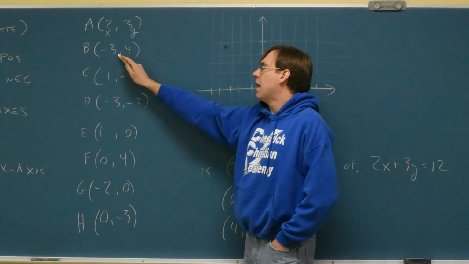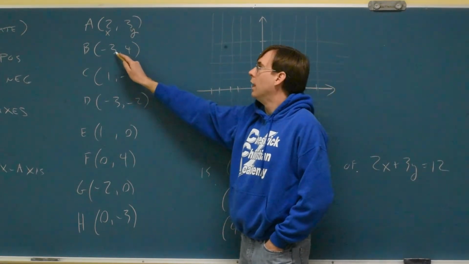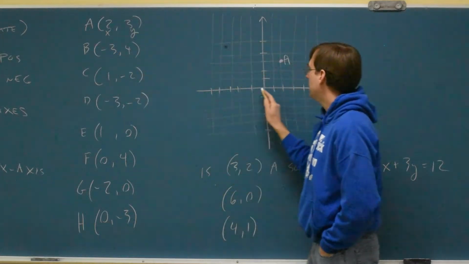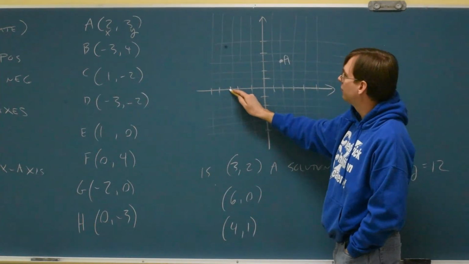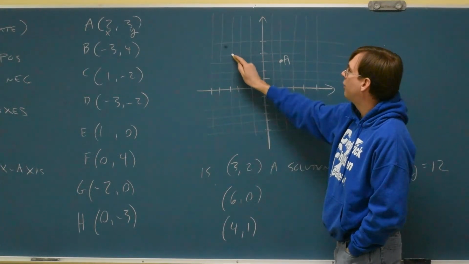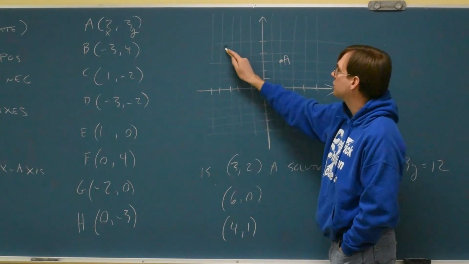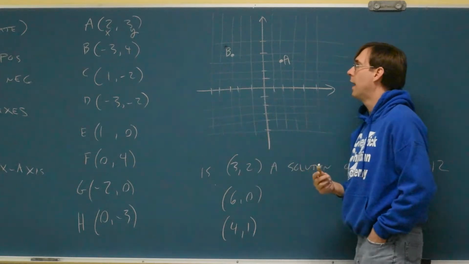This has a negative number, so it's not going to be in quadrant 1. A negative 3 would send me left 3. Then the positive 4 is up 4. And I'd be right at the corner of the square. I could label that with a B.